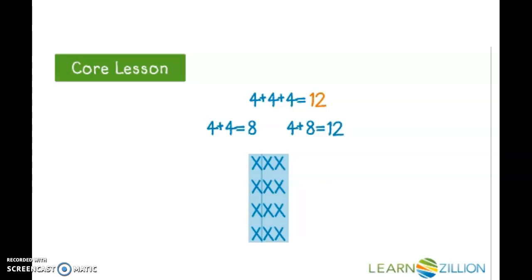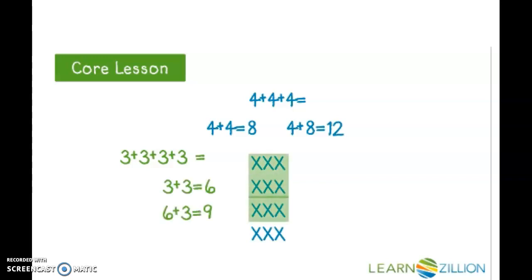There are 4 rows with 3 x's in each row. So that would be 3 plus 3 plus 3 plus 3. That can be broken down by adding our first 2 rows. 3 plus 3 equals 6. Add our third row, 6 plus 3 equals 9. And an additional 3, which equals 12. 3 plus 3 plus 3 plus 3 is 12. There are 12 x's in this array.